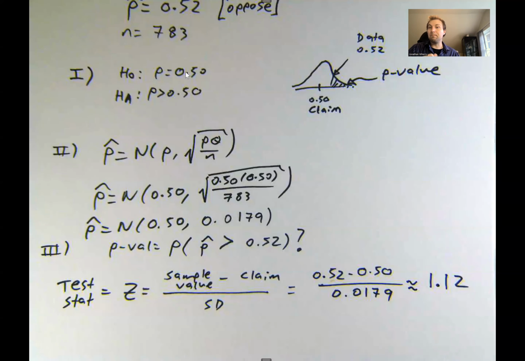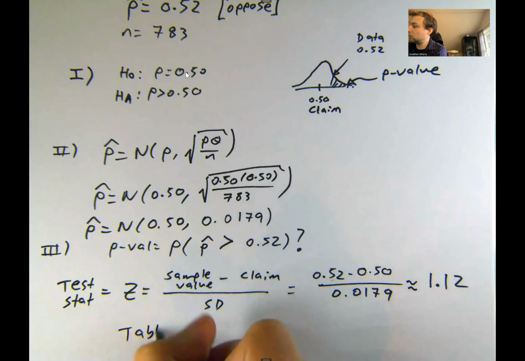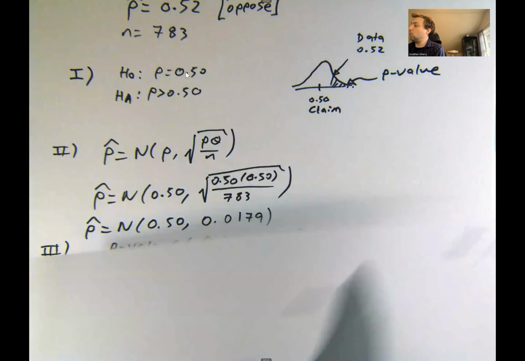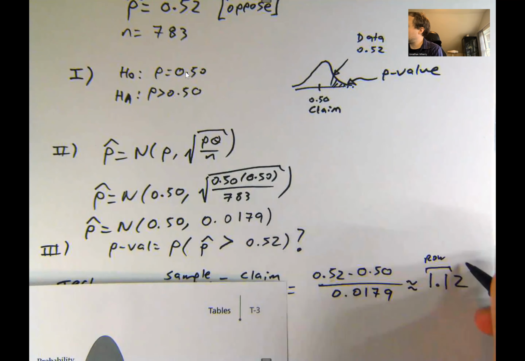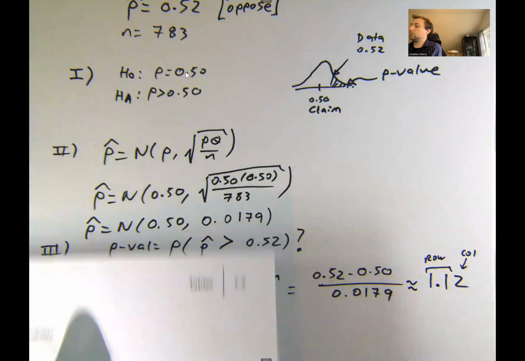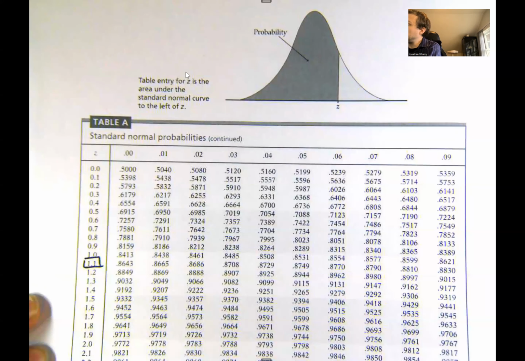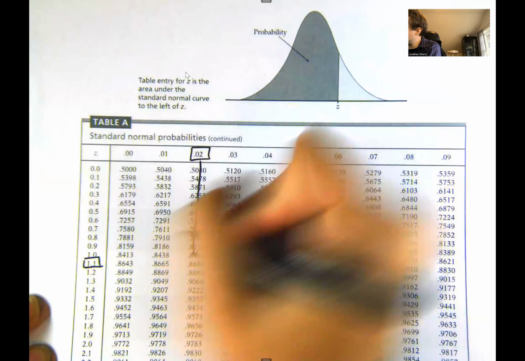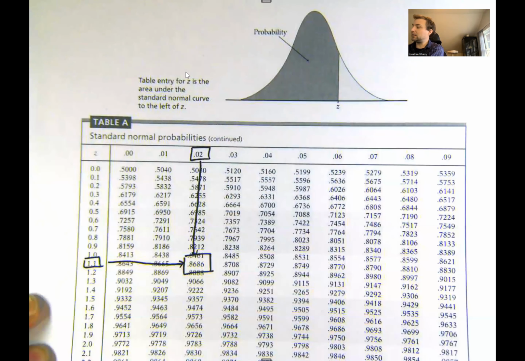Now I'm going to show you how to look this up both in a normal table and in GeoGebra. If you are using a normal table, you are going to go to the 1.1 row. The first two numbers give you the row, and the 2 gives the column. So I'm going to go to 1.1 meets the 2. And when I do this, I get a table value of 86.86%.